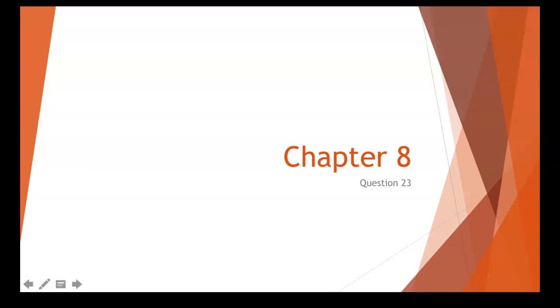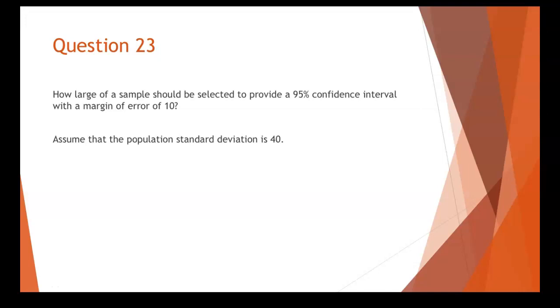Let's work through question 23 from chapter 8. It says, how large of a sample should be selected to provide a 95% confidence interval with a margin of error of 10? Assume that the population standard deviation is 40.